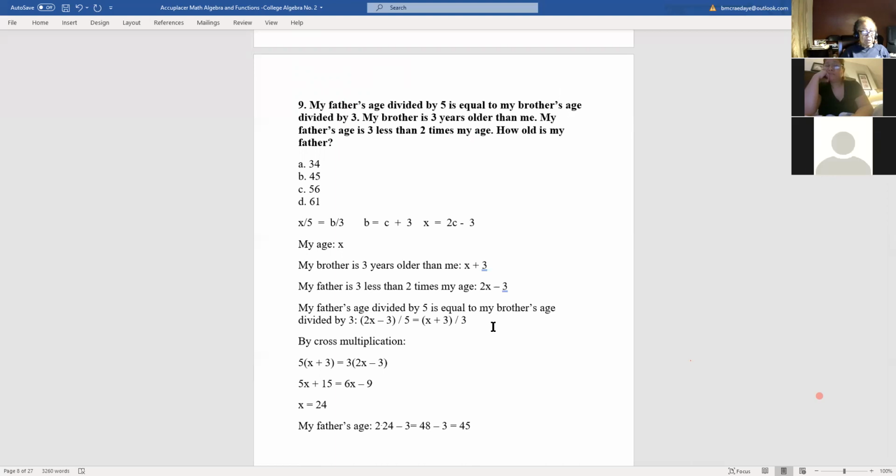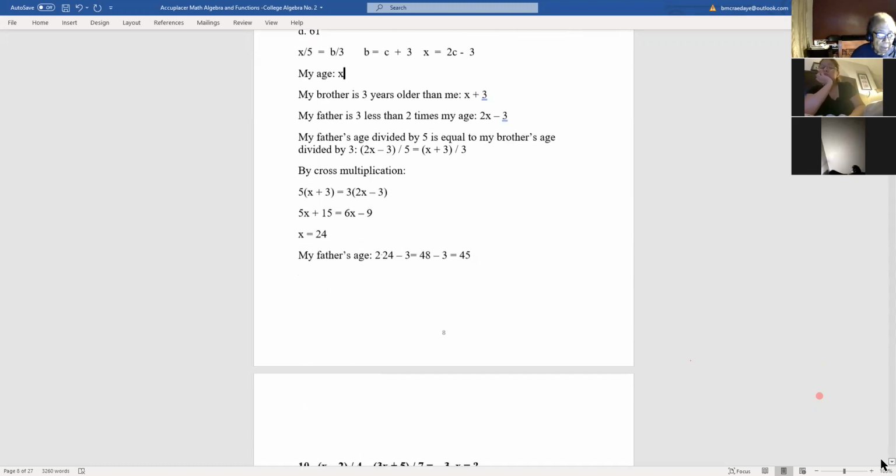This one was a bit involved. But if you can understand these equations that I put here, then you'll be able to solve questions like this. But the key is defining what is given. And calling my age X makes it easier to solve, because your brother's age is given in terms of your age, and your father's age is 3 years older than me, 3 less than 2 times my age. So you can relate your brother's and your father's ages to your age.